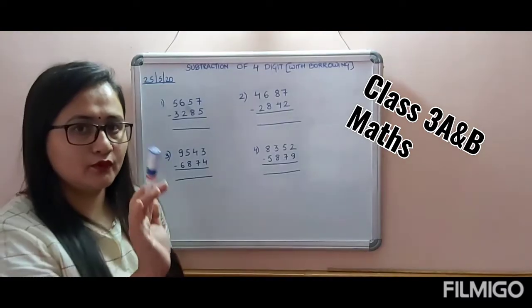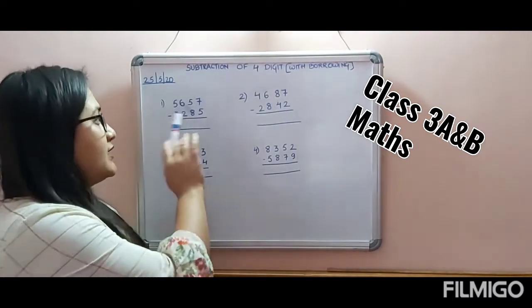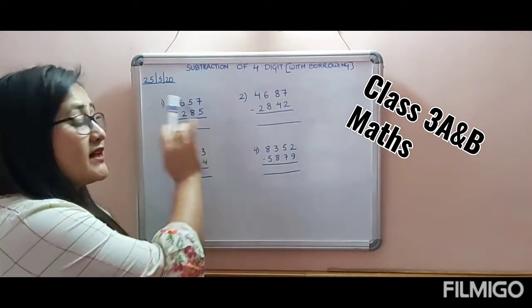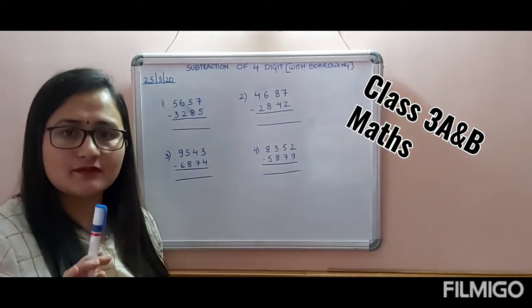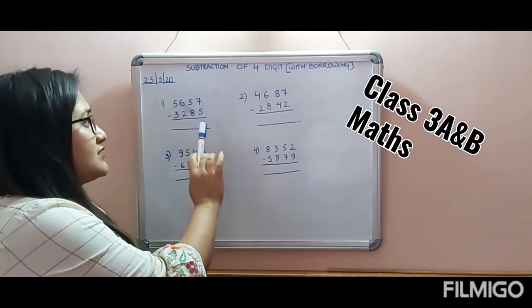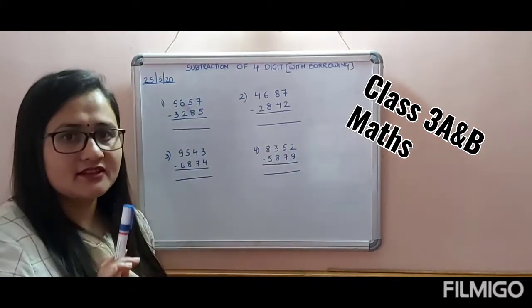So we will start subtracting now. While subtracting, you will always start subtracting from the ones place. So can we subtract 5 from 7? Yes, we can subtract, right?